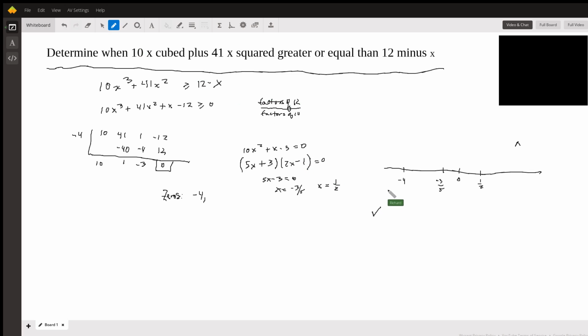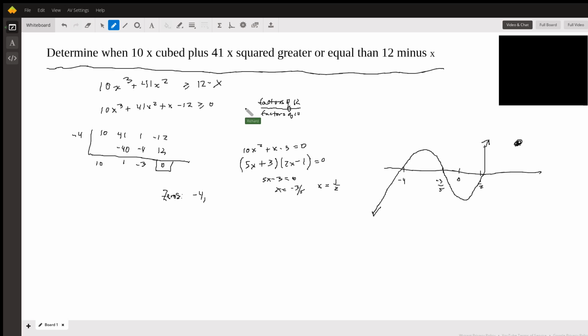Okay, so it's going to go through -4, and then there, and then there, and then it will continue to go upwards according to its end behavior. So that's how it's going to look. It's a third degree polynomial and it has 3 zeros there.